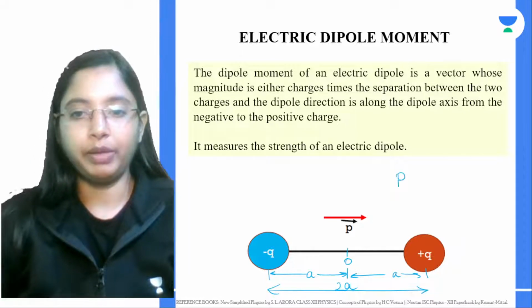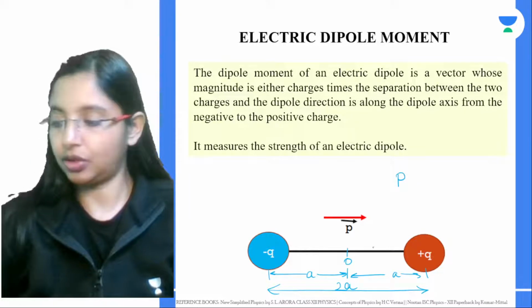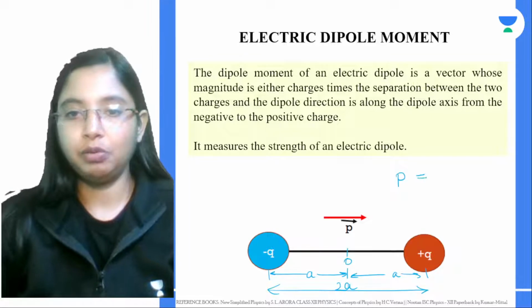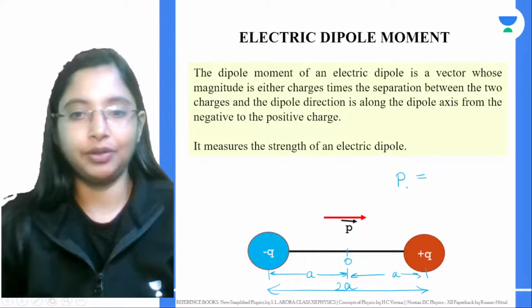So the dipole moment is a vector quantity and the direction is always from the negative to the positive charge. This dipole moment just tells you the strength of an electric dipole.